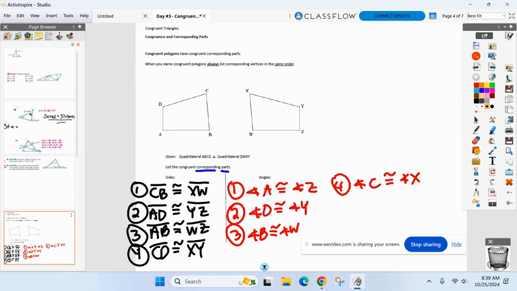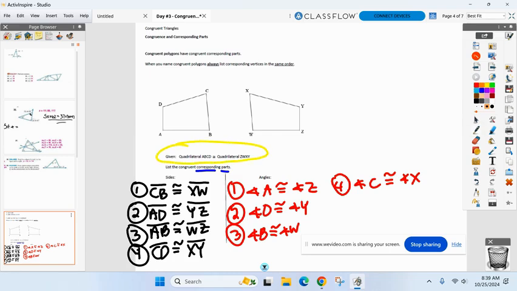And I have an admission to make right now. As all of you were telling me the sides and the angles that matched up, I didn't even look at the diagram to know if you were right or wrong. I knew right away. And it's not because I've been doing this for thousands of years. You want to know my secret? I did not look at the diagram. You want to know what I looked at?